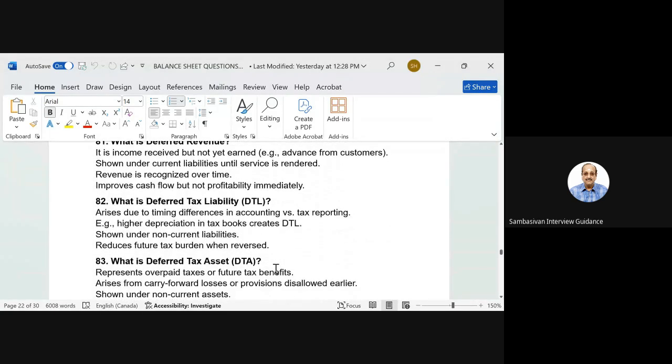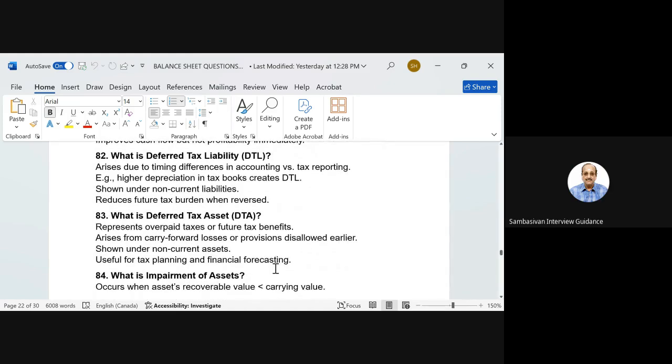Continue. Yes, sir. What is deferred tax liability? It arises due to timing differences in accounting versus tax reporting. For example, higher depreciation in tax books creates a deferred tax liability shown under non-current liabilities, and reduces future tax burden when reversed. Okay, continue. So I did not understand this point: reduces a future tax burden when reversed.